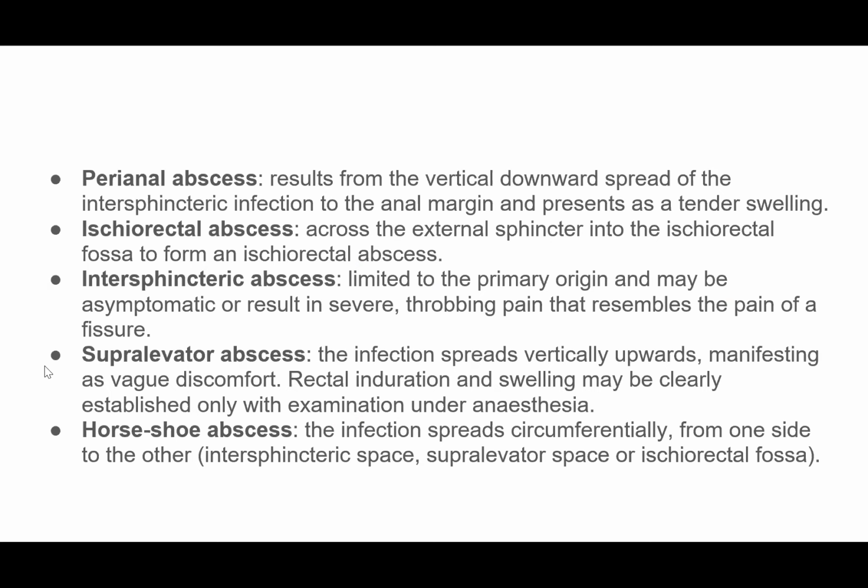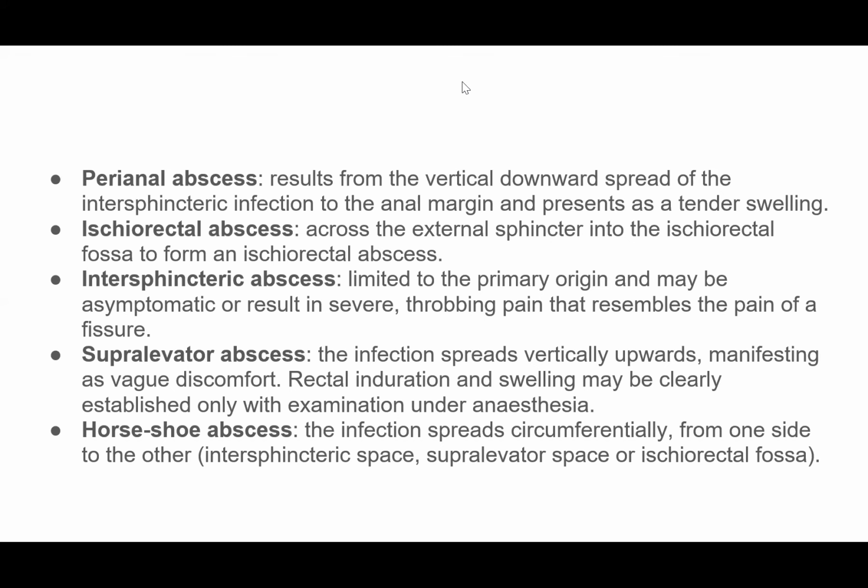So as earlier mentioned, the anorectal abscesses could be perianal when there's a vertical downward spread from the intersphincteric space to the anal margin. It could be ischiorectal when it's across the external sphincter into the ischiorectal fossa. It could be intersphincteric when it is limited between the internal anal sphincter and the external anal sphincter.